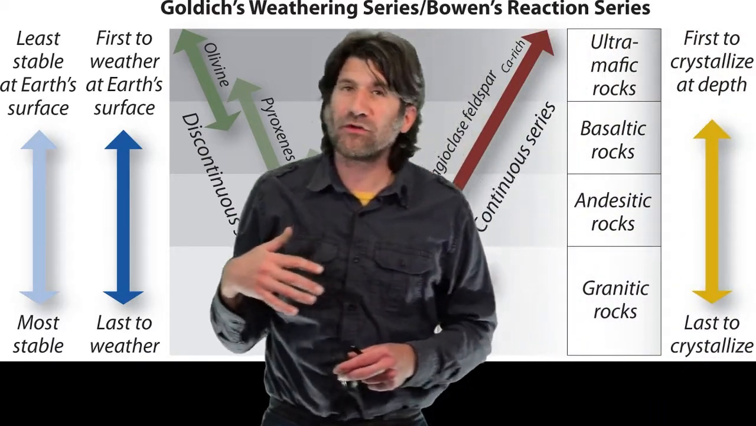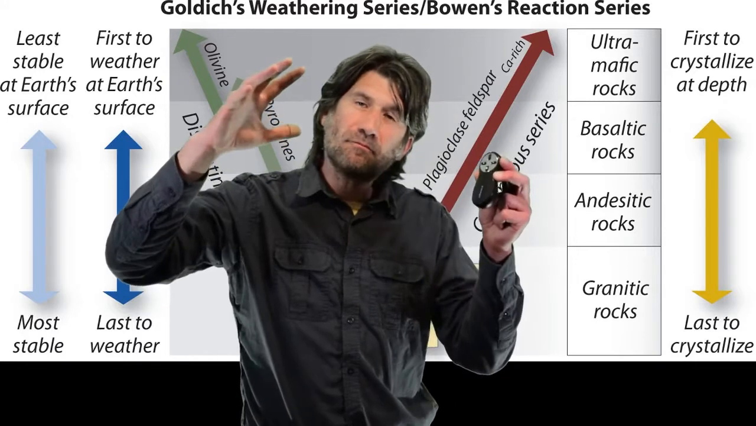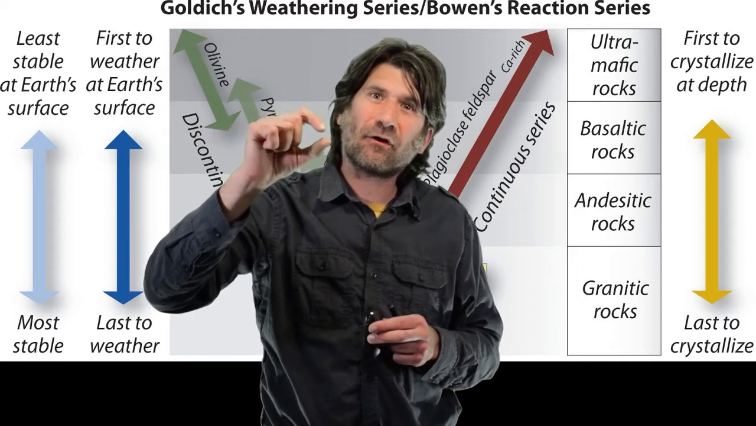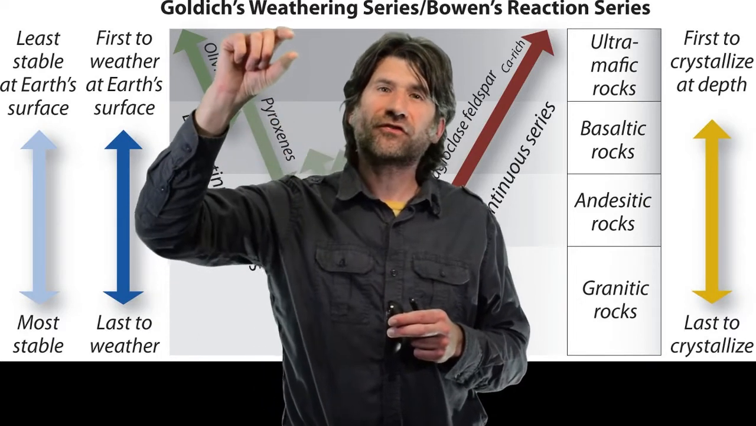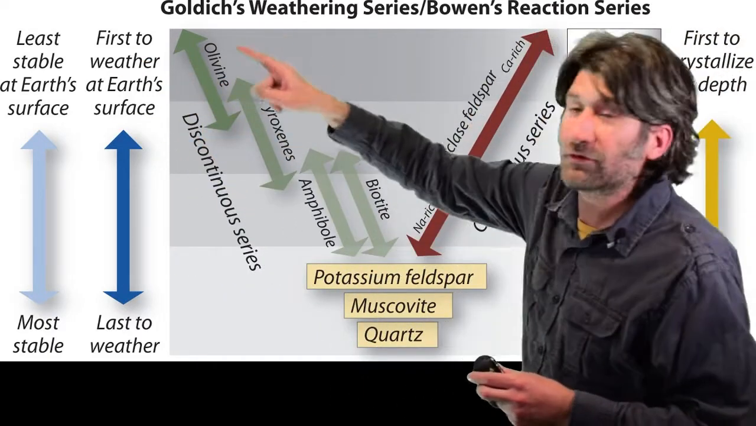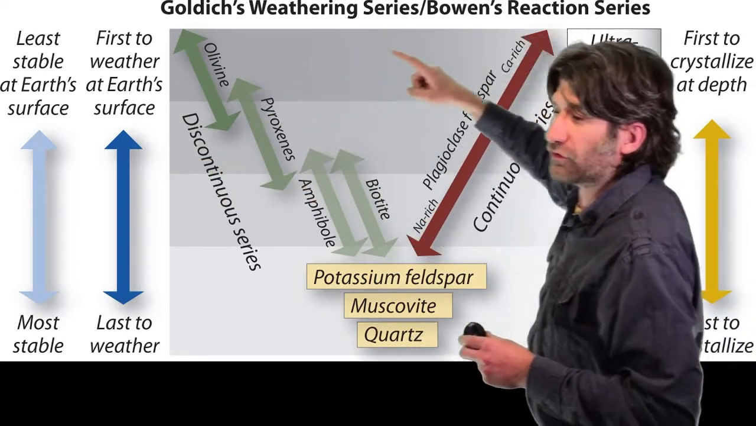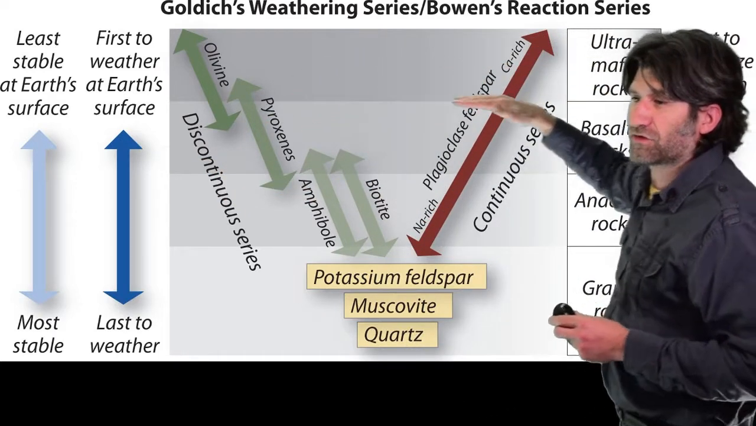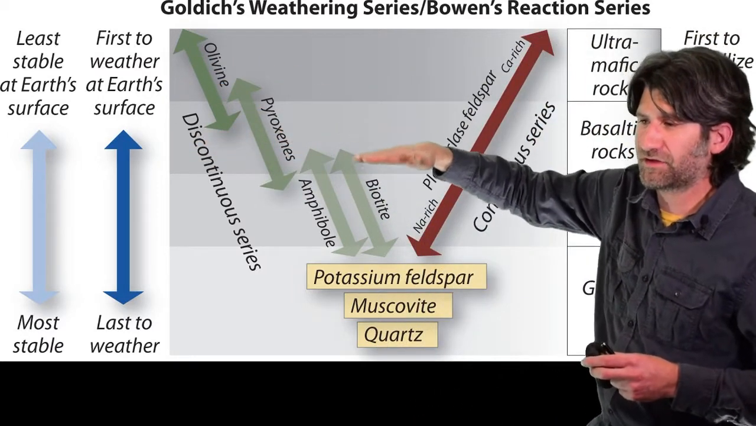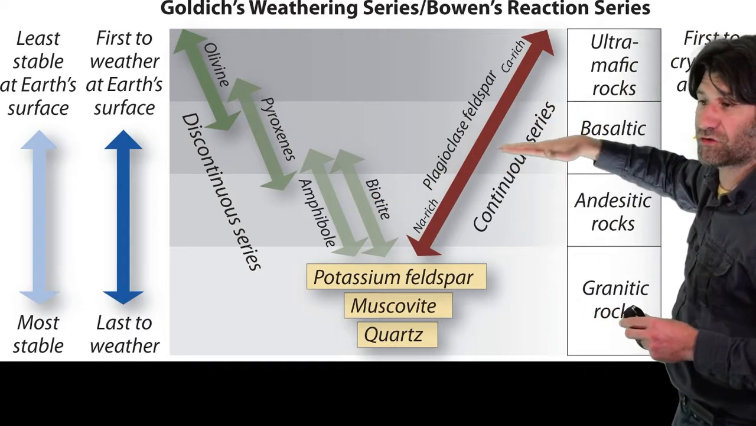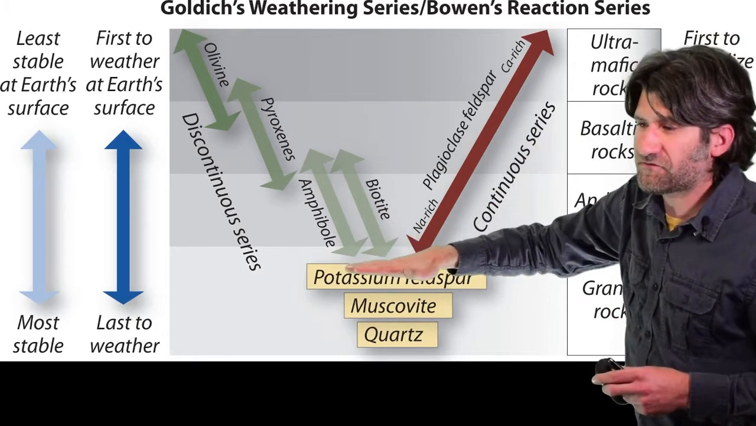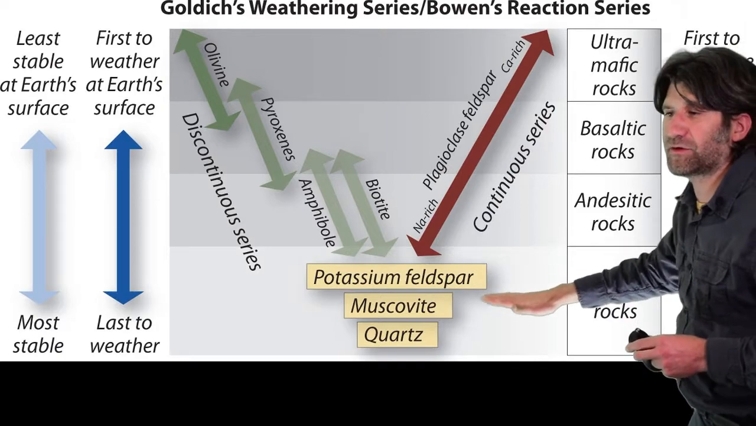And what you learn from Bowen's reaction series is that as you take a melt and you start to crystallize that melt, the minerals will precipitate out and form crystals at different temperatures. So the first to crystallize out at the highest temperature are going to be your olivines and your pyroxenes, and those are going to form ultramafic rocks. As we move down to slightly cooler temperatures, the next to crystallize out are going to be lots of those pyroxenes and amphiboles, and we start to get more basaltic rocks. As we move towards the quartz end of things, we start to see the feldspars and muscovites precipitating out, and we form granitic rocks.